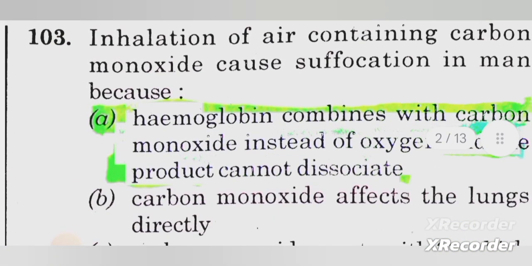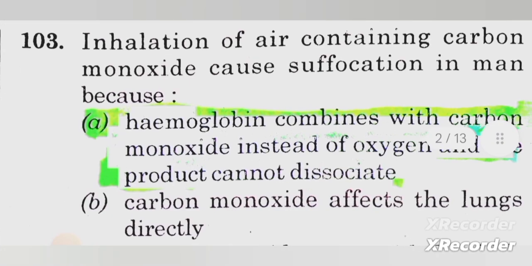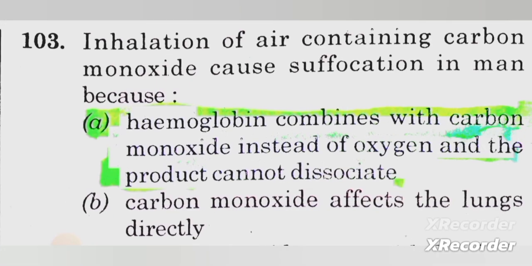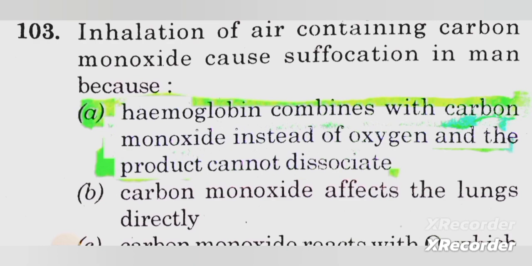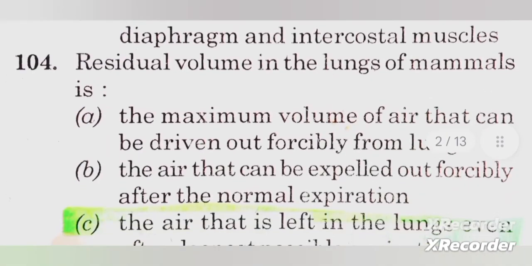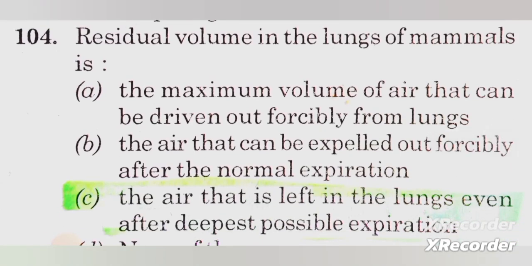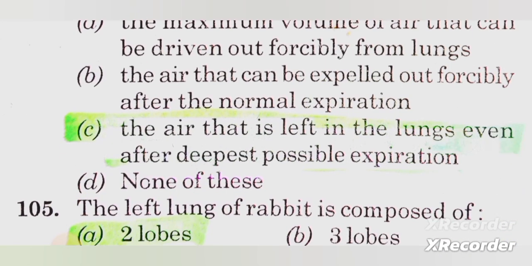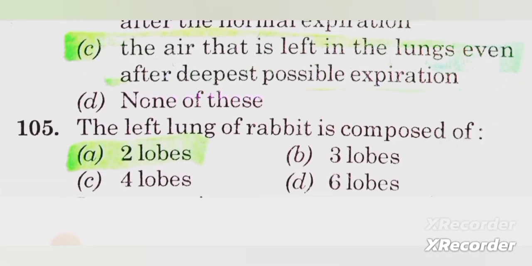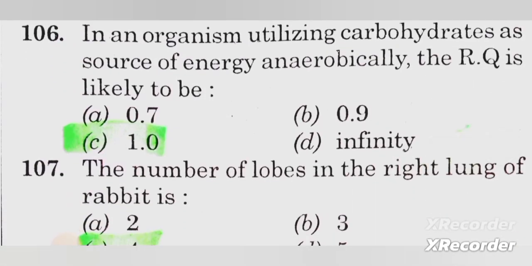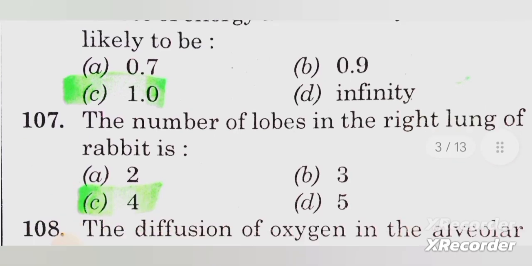Next, 103. Inhalation of air containing carbon monoxide causes suffocation in man because. Answer: Hemoglobin combines with carbon monoxide instead of oxygen and the product cannot dissociate. Next, 104. Residual volume in the lungs of mammals is. Answer C. The air that is left in the lungs even after deepest possible expiration. Next, 105. The left lung of rabbit is composed of 2 lobes. Next, 106. In an organism utilizing carbohydrate as source of energy anaerobically, the RQ is likely to be. Answer C. 1.0.